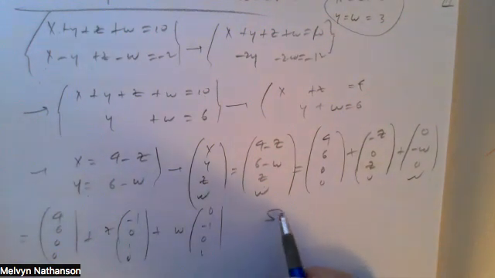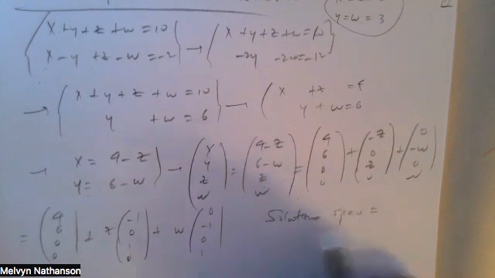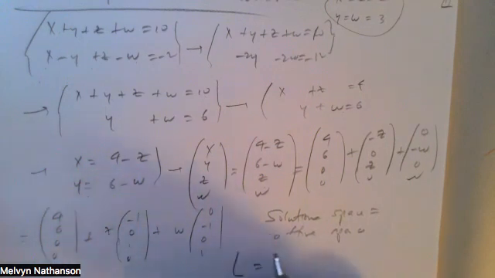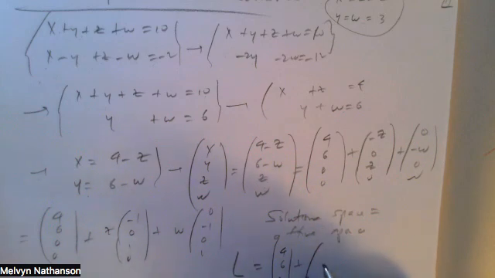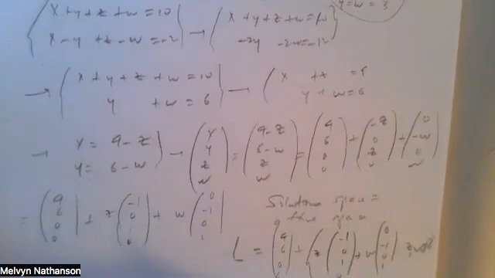So my solution space is the affine space L equal to the vector 4, 6, 0, 0, which is a particular solution to the original system of equations, plus the set of all scalar multiples of the vectors minus 1, 0, 1, 0 plus 0, minus 1, 0, 1, for all z and w, any scalars, any real numbers.